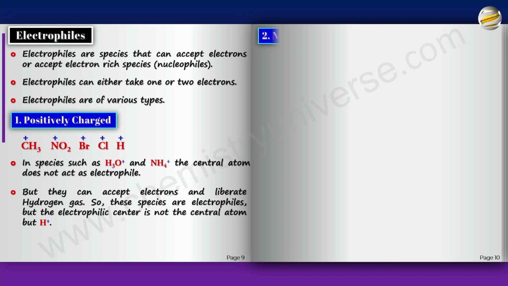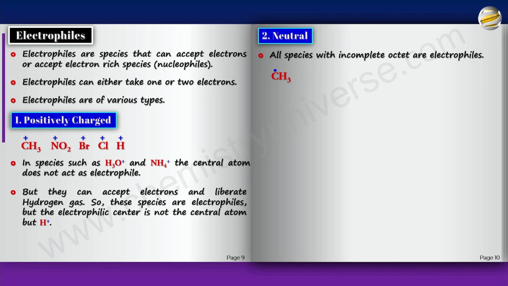There are of course neutral electrophiles also. All species with an incomplete octet are electrophiles because they need electrons to complete the octet. For example, a radical. In the case of AlCl3, there is a completely empty orbital. BF3 has a completely empty orbital. CCl2, a carbene, requires 2 electrons to complete the octet.